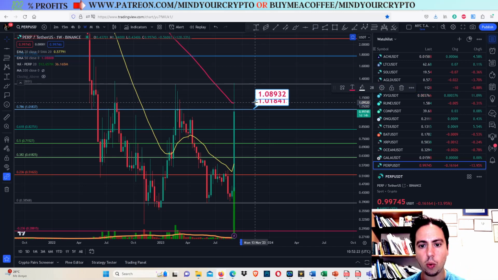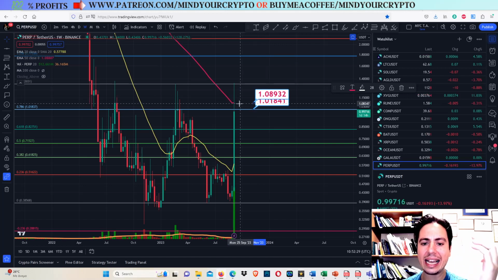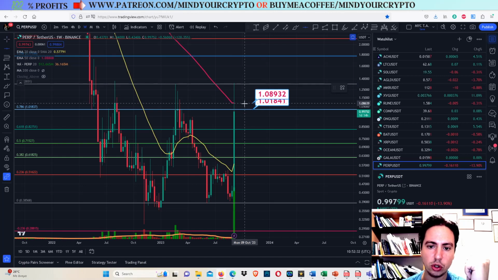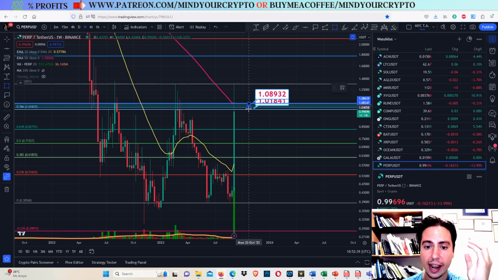There we go, 1.085 we talked about in the previous video. 1.089 around this area anyway should be the case that you need to be careful about on the PERP against USDT chart. This whole area will serve as a major resistance level.